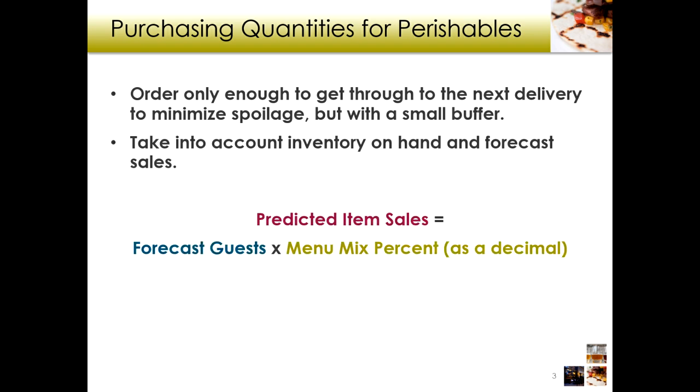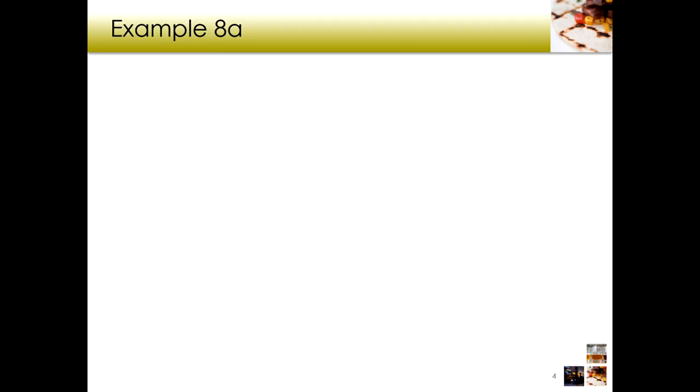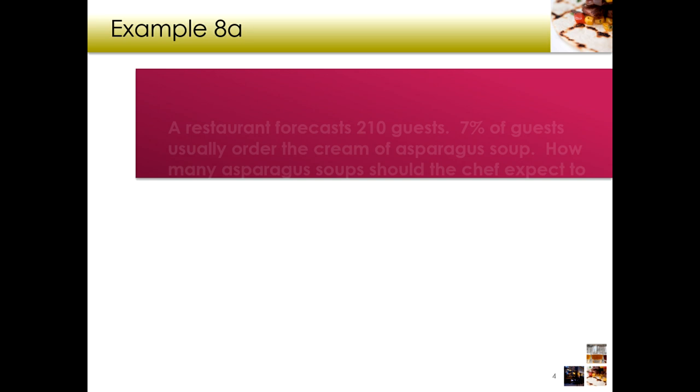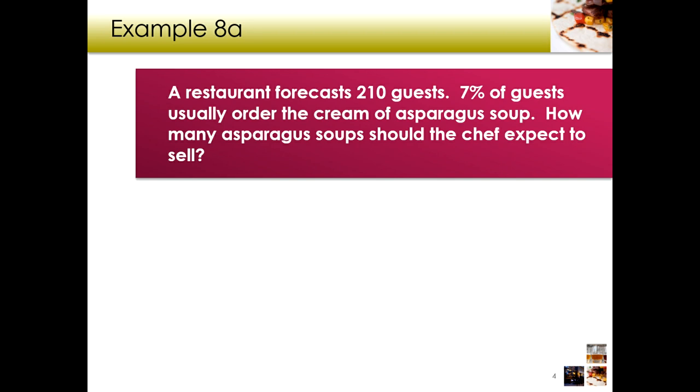So, a little formula: our predicted item sales equals our forecasted guests times our menu mix percent. This is that 10% of the customers that come into our restaurant have steak. So if 500 people come in, we expect to have 50 people eating steak, right? So the first example I've got here is a restaurant that forecasts 210 guests to come into our restaurant. 7% of the guests usually order the cream of asparagus soup. So how many asparagus soups should the chef expect to sell?